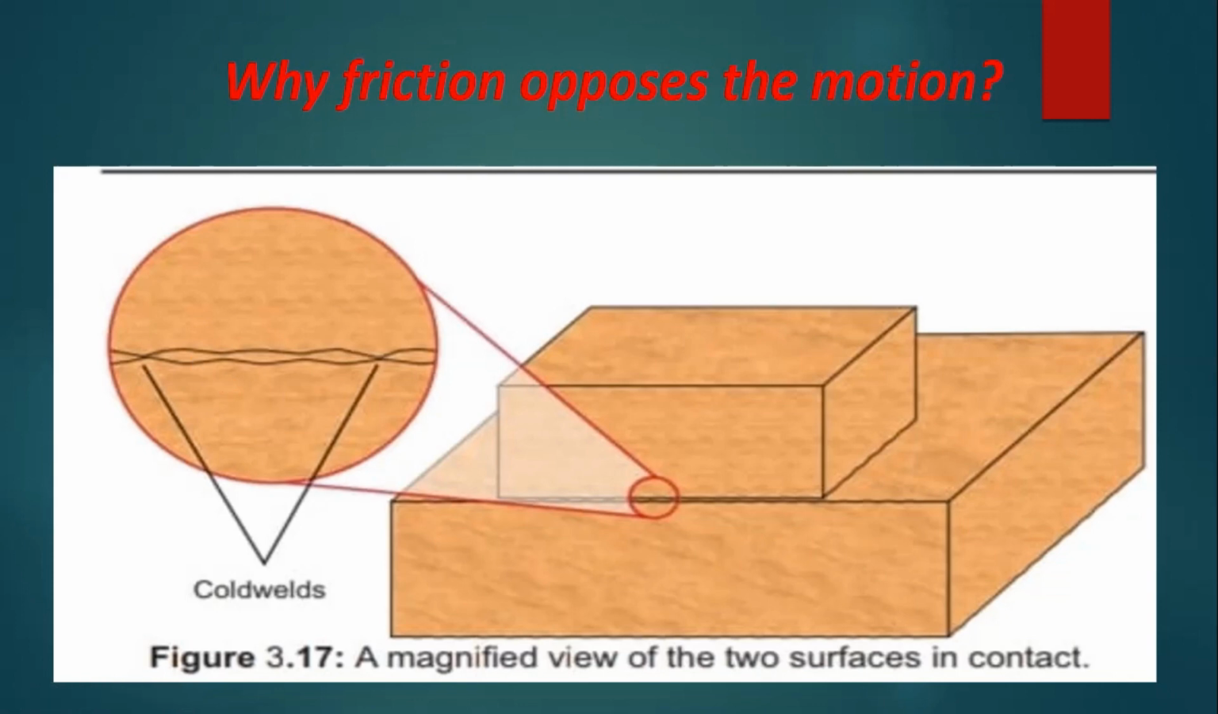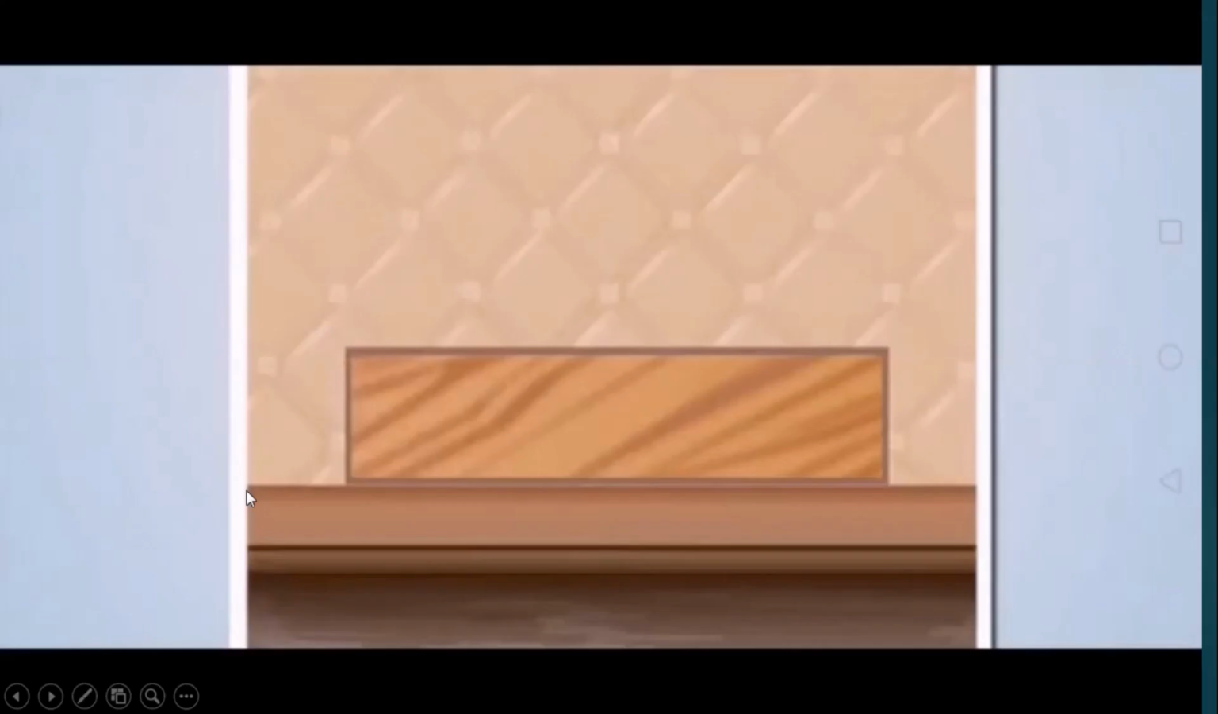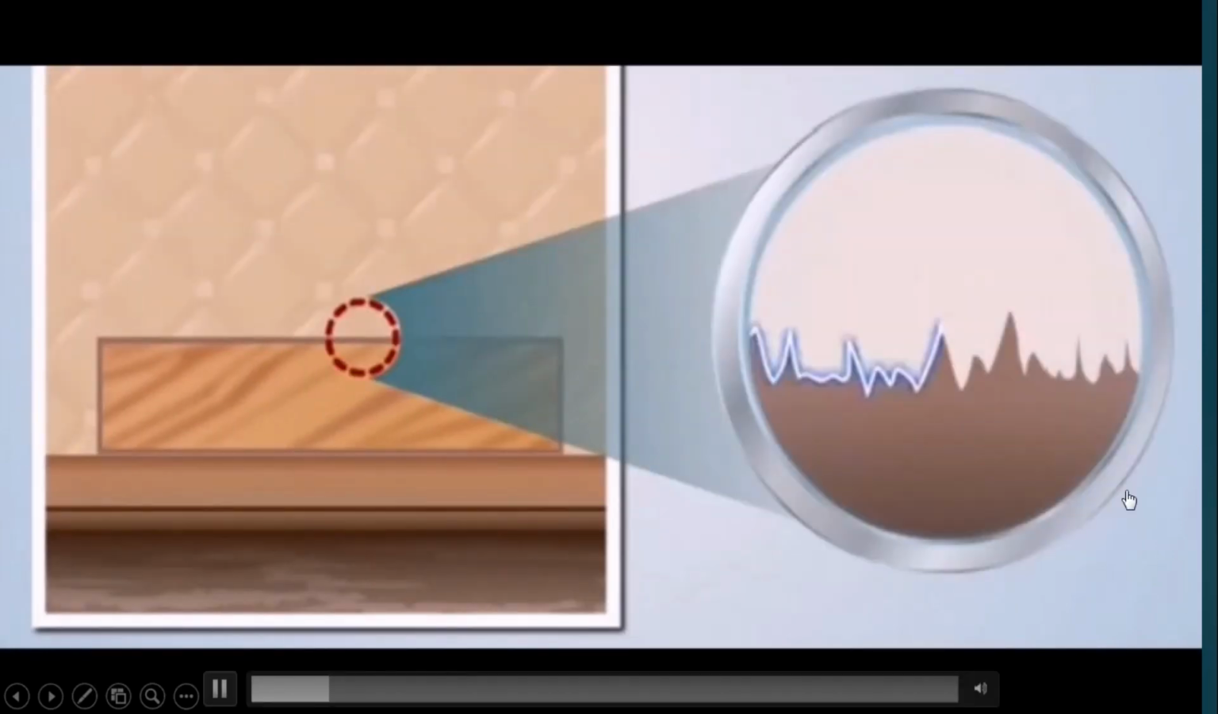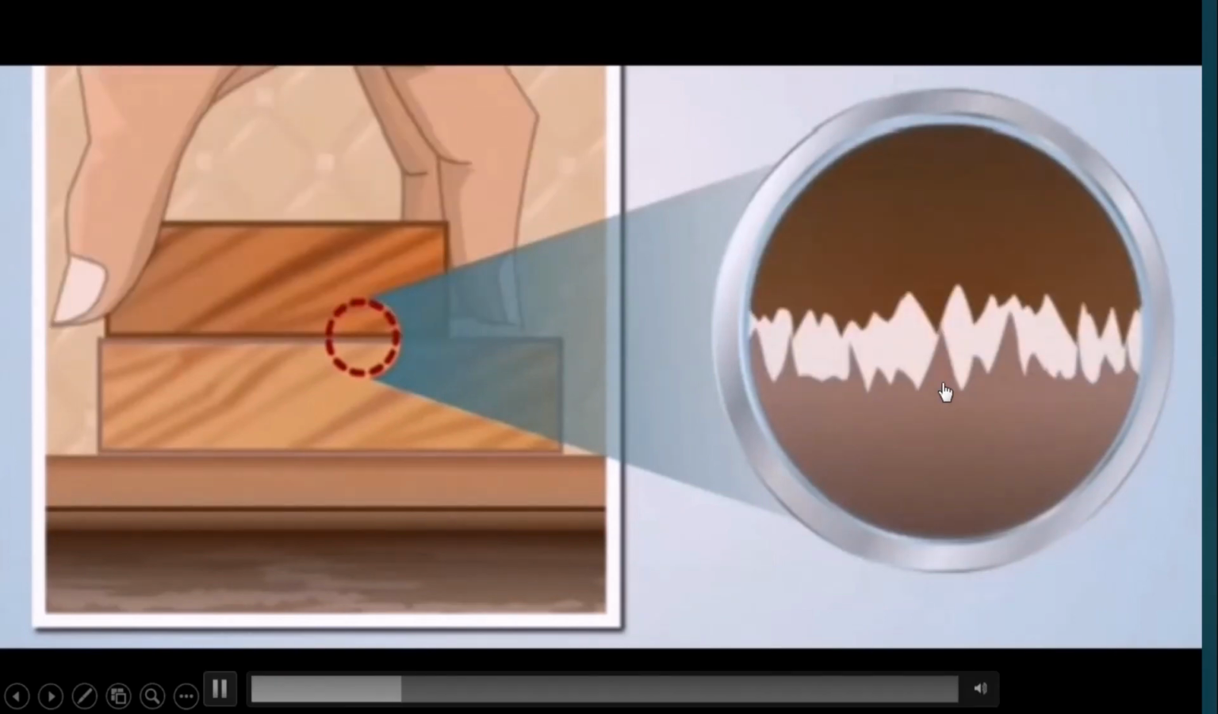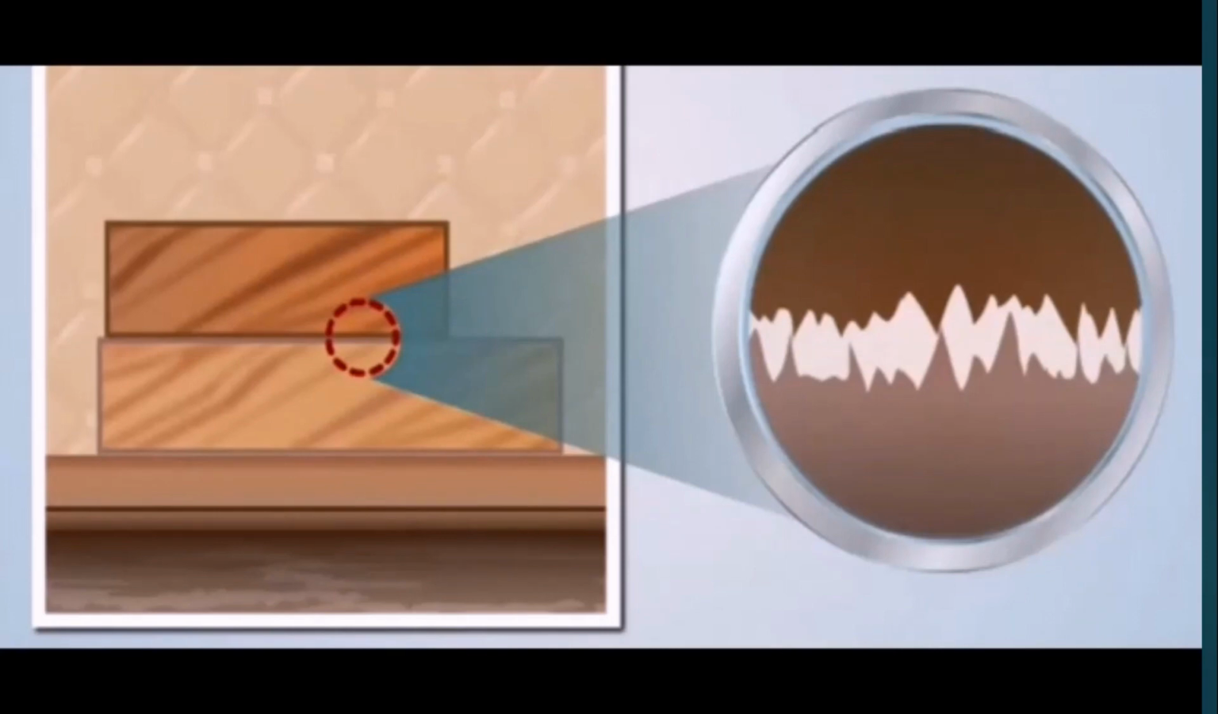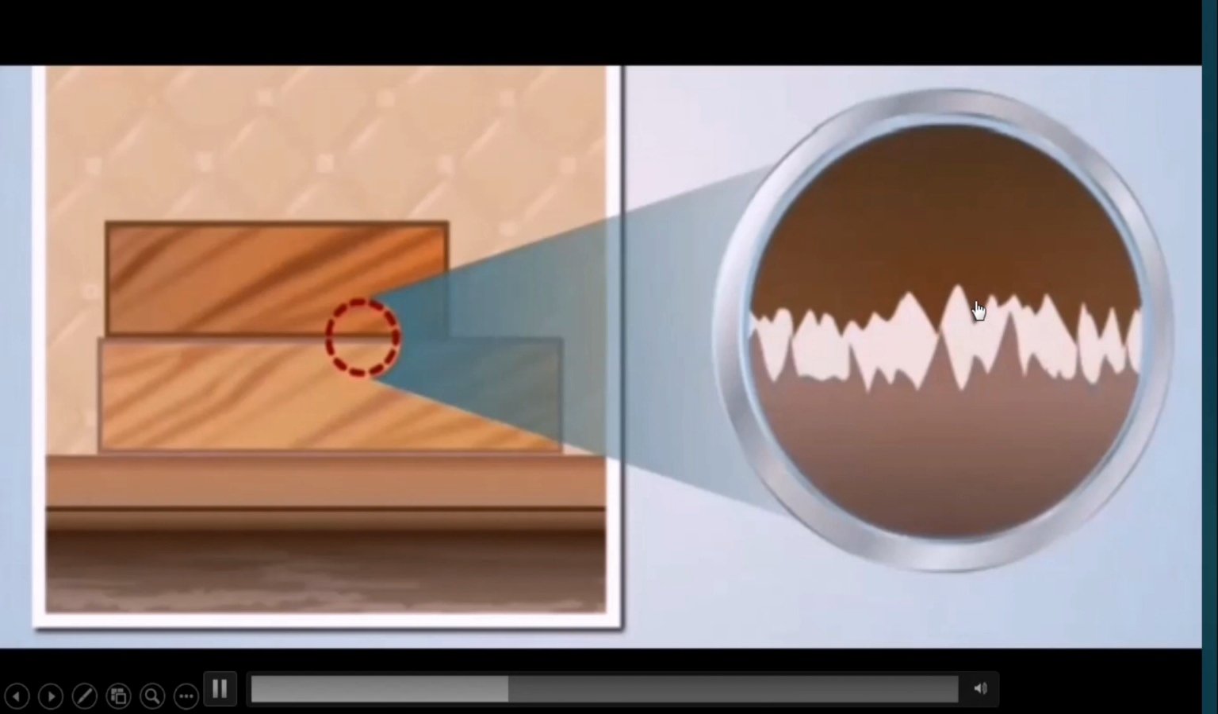So these pits and bumps are known as cold welds. See here, these are the cold welds. Clear? The other name of pits and bumps. Clear? Cold welds. Let us see how these cold welds produce friction. See here, this is the magnified view of cold welds. So when two bodies are in contact with each other, cold welds of both surfaces tend to interlock with each other. See here.